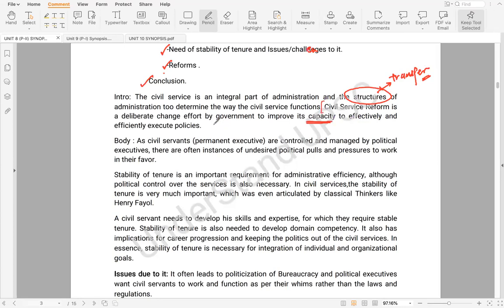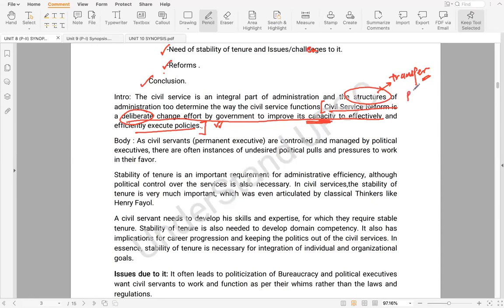Civil service reform is a deliberate change effort by the government to improve its capacity to effectively and efficiently execute the policies. This is one line that you can directly use for any civil service reforms, right? As your introduction. Deliberate change and effort by the government to improve its capacity to effectively and efficiently execute the policies. Because at the end of the day, the main aim of civil servants is to execute policies, right?